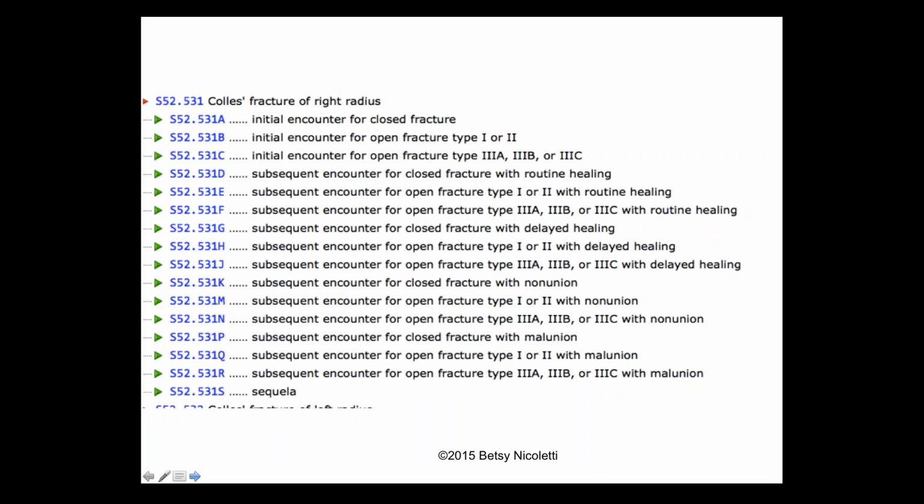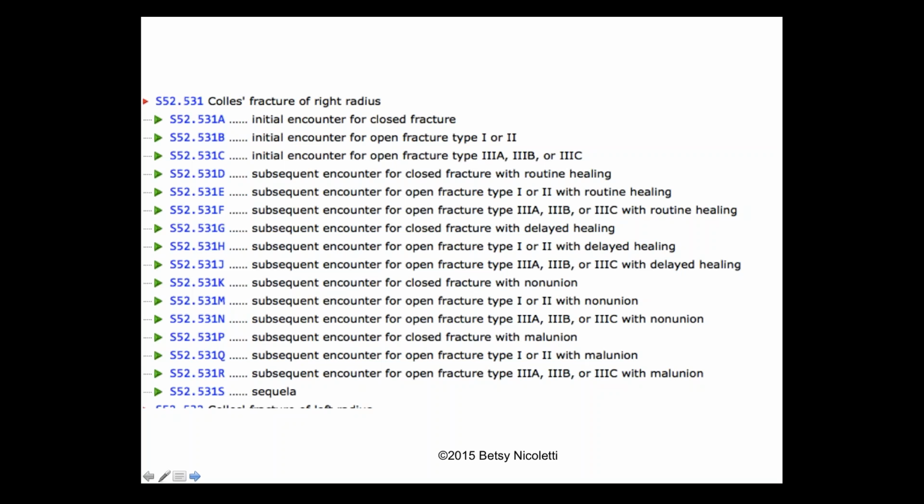Is it routine healing, delayed healing, non-union, or malunion for the subsequent encounters? And then the long-term after effect. So our very friendly, simple Colles fracture goes out. I can't do the arithmetic here, but it looks to me about 12 codes for the right, 12 for the left, 12 for unspecified. Now, you don't have to use the unspecified code, so if you knock those out, there aren't that many codes, right?